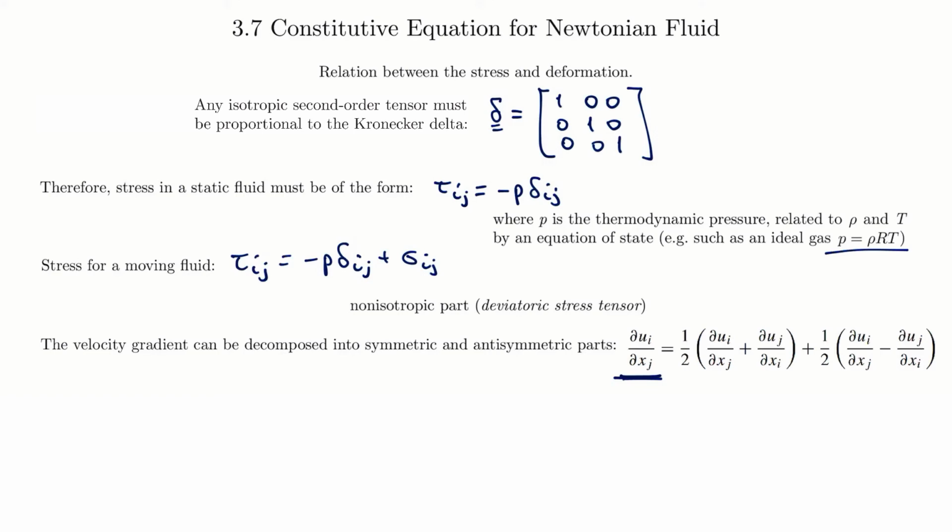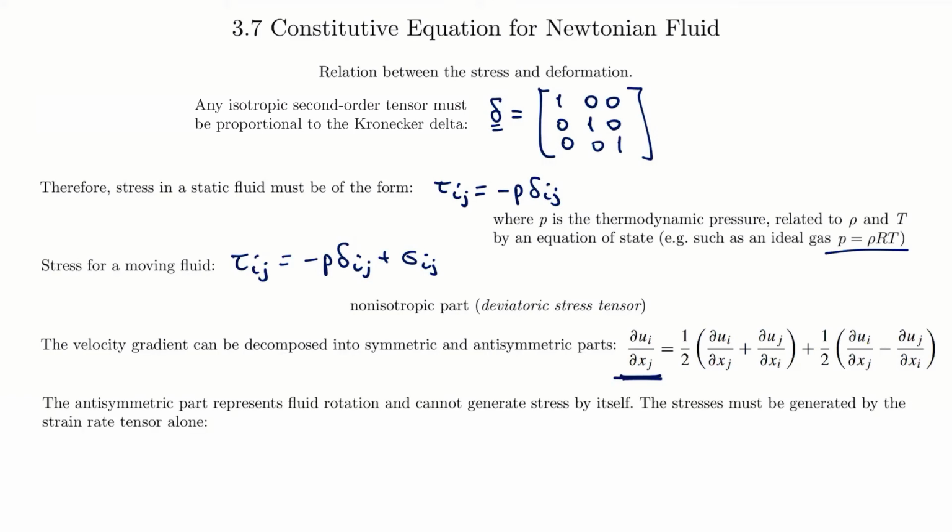Okay, now we remember from what we saw in kinematics, the antisymmetric part represents fluid rotation without deformation. And so that can't generate any stress by itself. The stresses have to be generated by the strain rate tensor alone. So I've written that out here, this Eij, that's our strain rate tensor, okay? And what we're going to do is assume a linear relationship between the strain rates and these stresses due to the motion. So that looks like this.